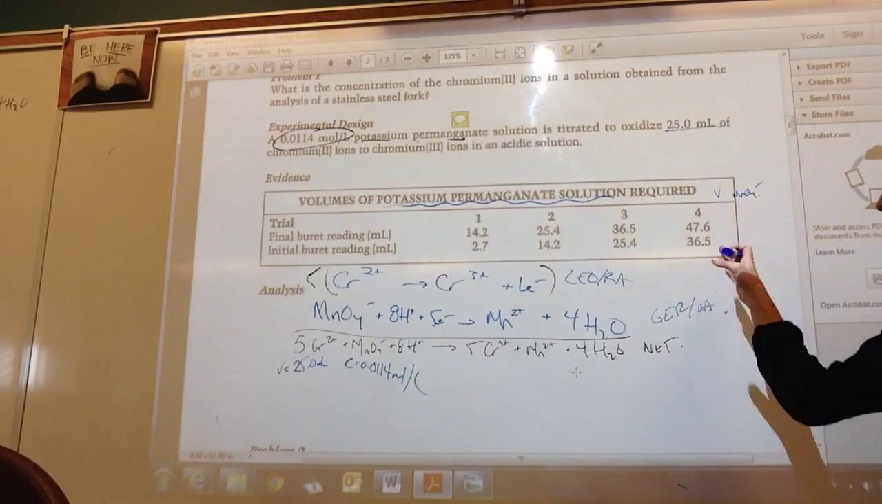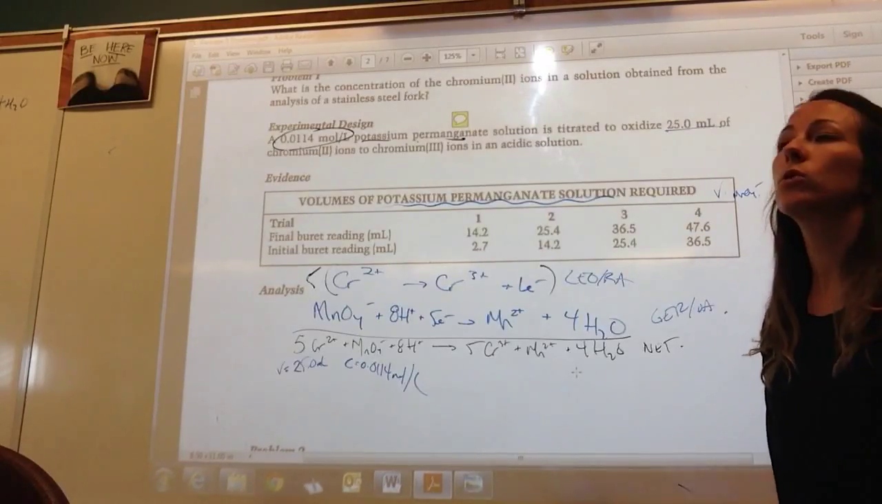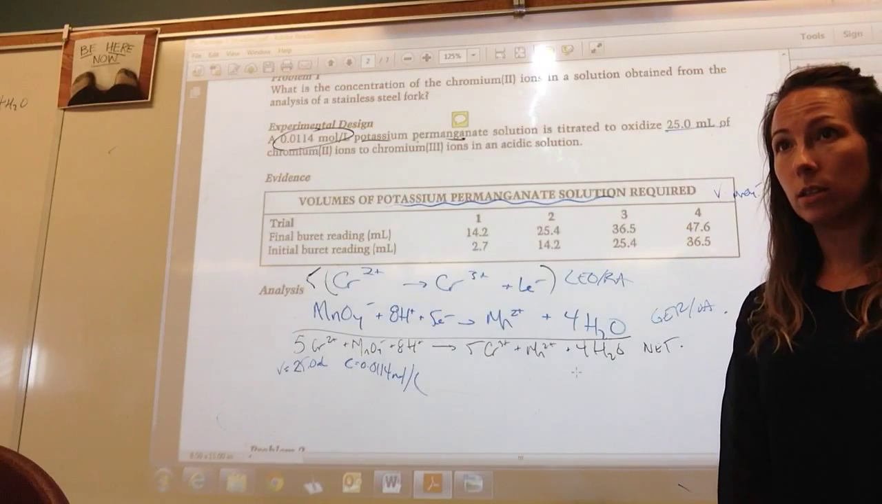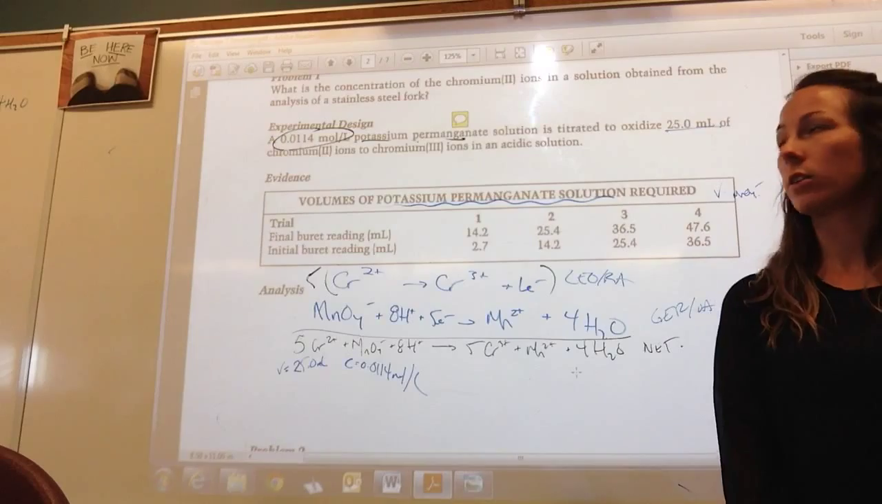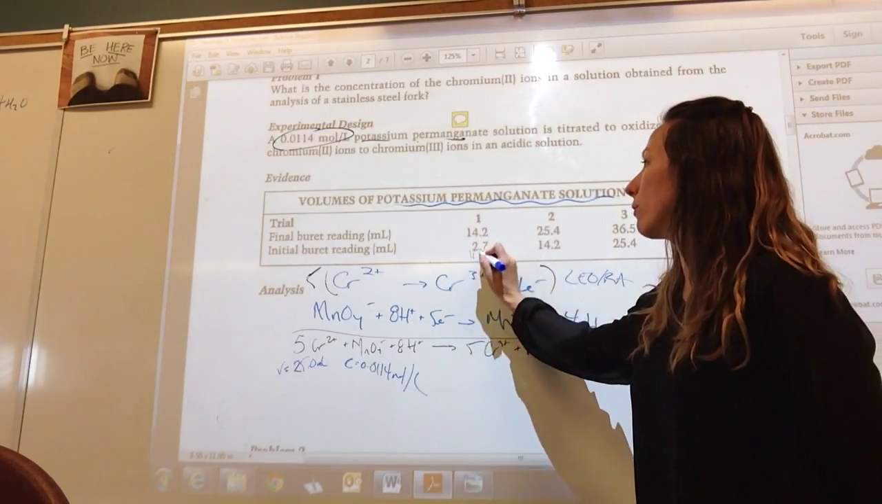Do you remember what you're supposed to do with a table like this? Find the average of all of them, all the time? No. You're supposed to use the ones that are the closest to each other. If there's one that's completely different, beyond 0.2 mL, we exclude it. It's an overshot, or undershot. So subtract these two, and you'll end up with 11.5.